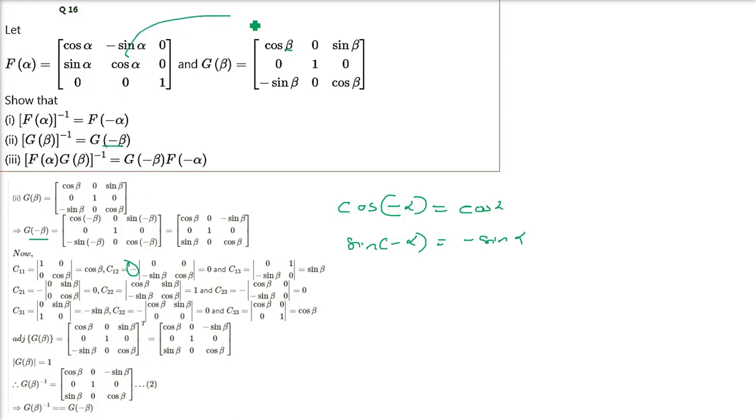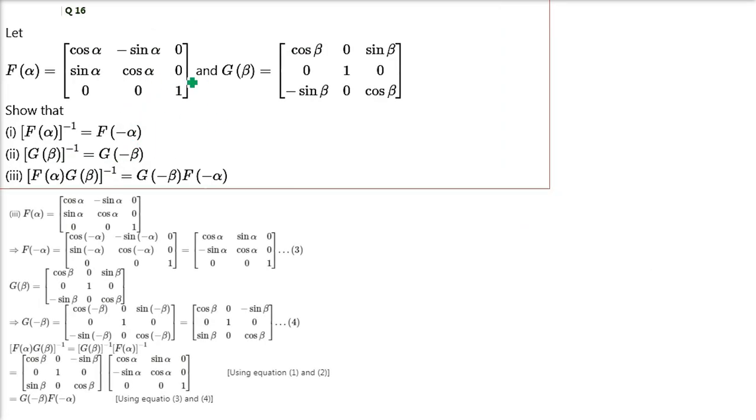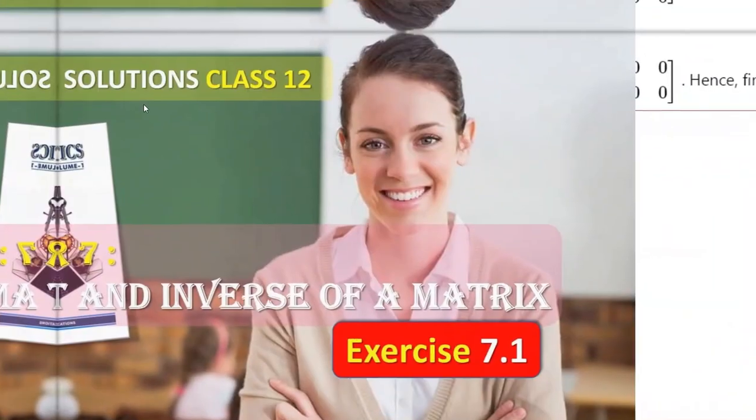The next one is f alpha into g beta. So you have to perform the multiplication here. F minus alpha, g minus beta, you have already computed in the two parts. So you just have to multiply the f minus alpha with g minus beta. I hope you will be able to do it. Then compute f alpha into g beta and take the inverse. I hope you will be able to do it.